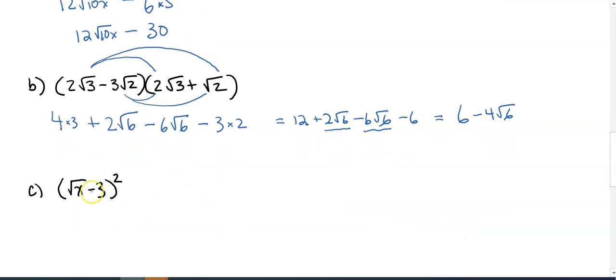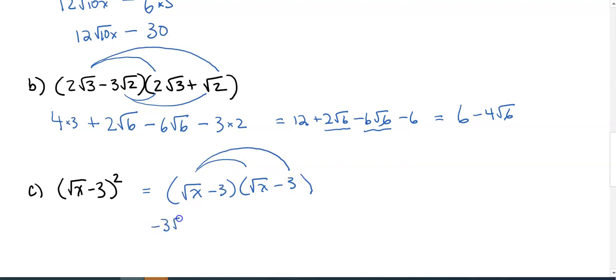If you're squaring a sum or a difference, you can't just square each term. You must write it out twice, and do exactly what we did in the last question. We need to use our distributive law twice or FOIL it out. So we're going to get root x times negative 3, which gives us negative 3 root x. Oops, I don't know why I started with the outer. Let's start with the first, what I normally do. So root x times root x is x. Then root x times negative 3 is negative 3 root x.